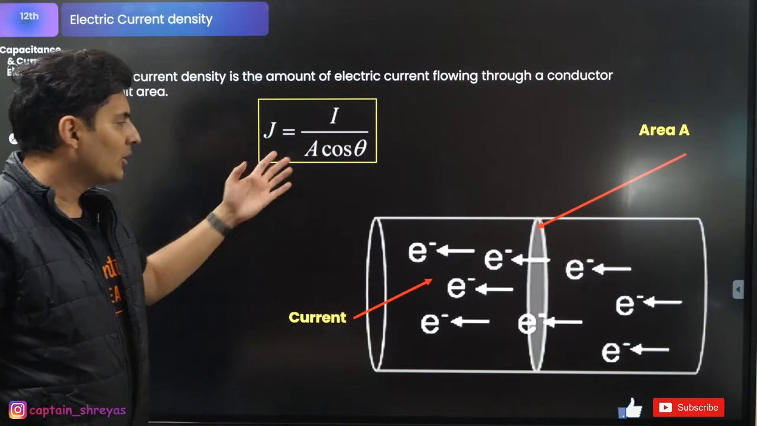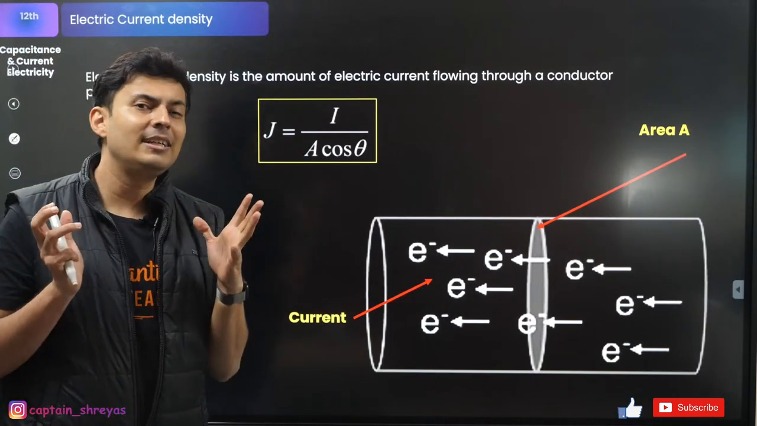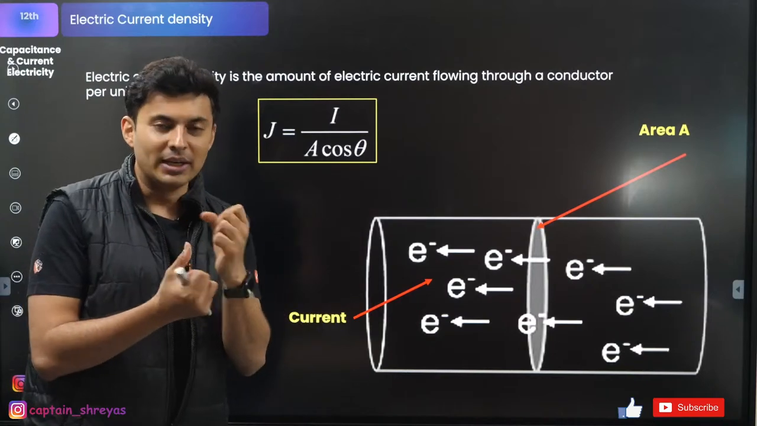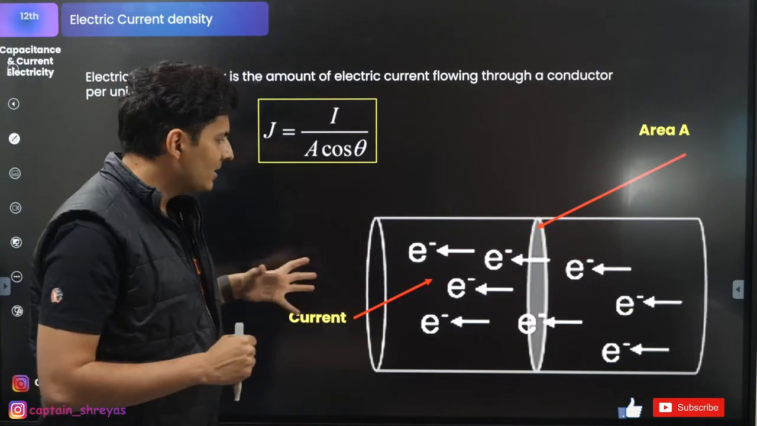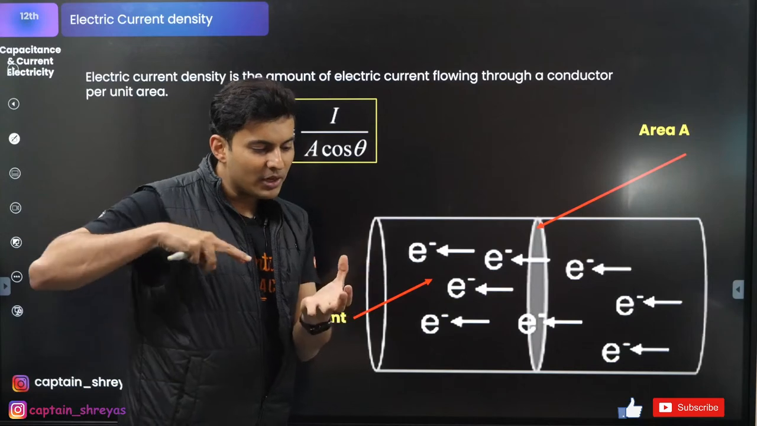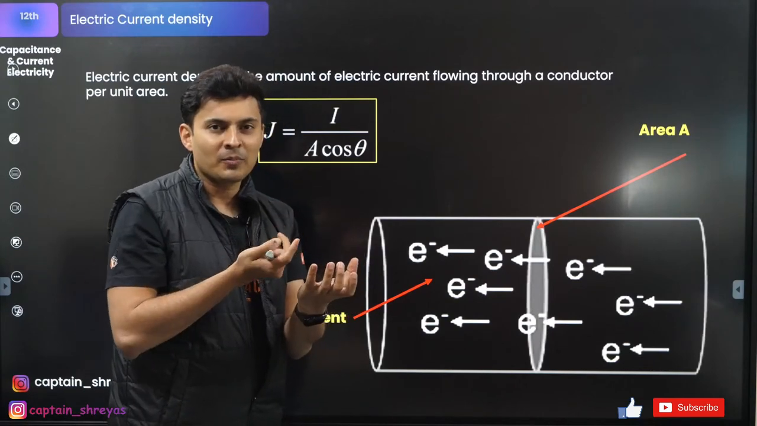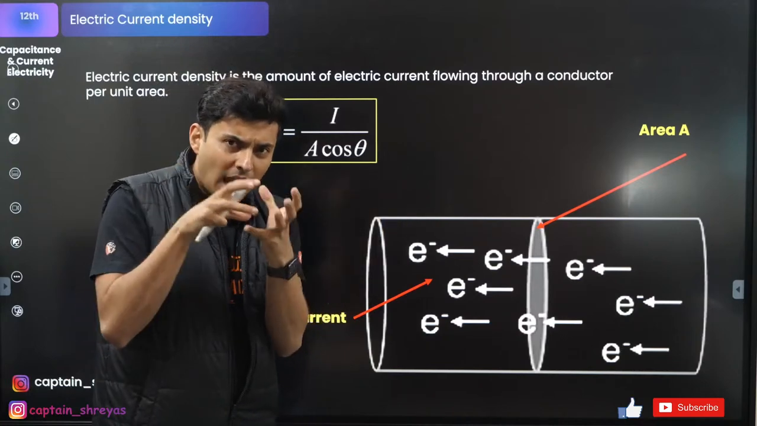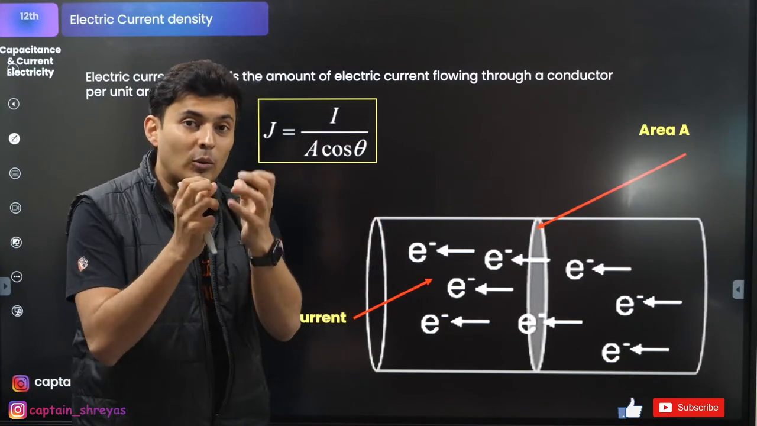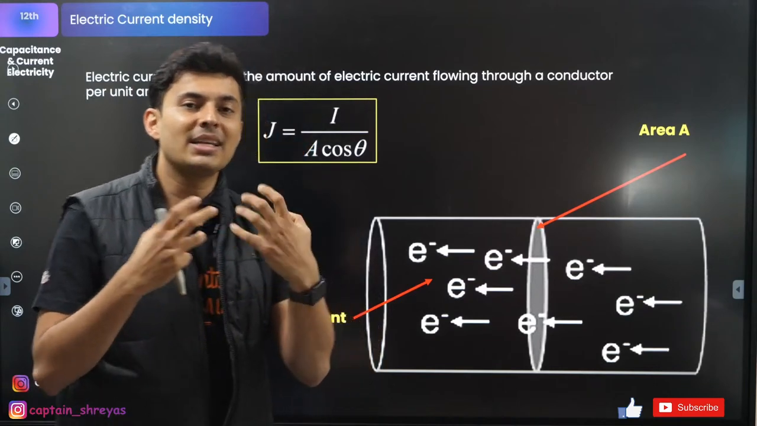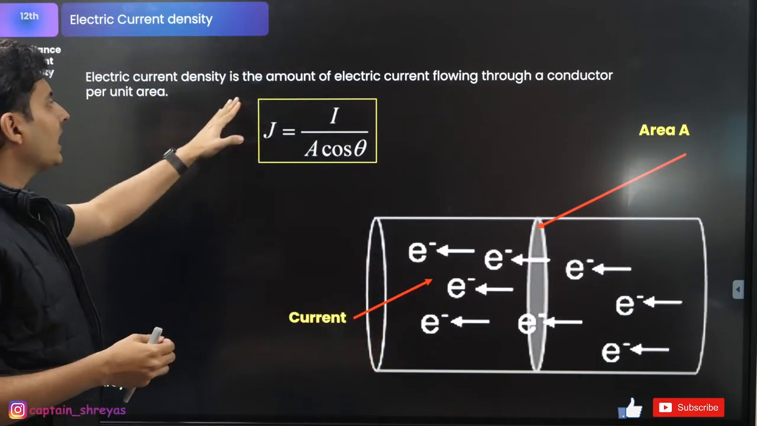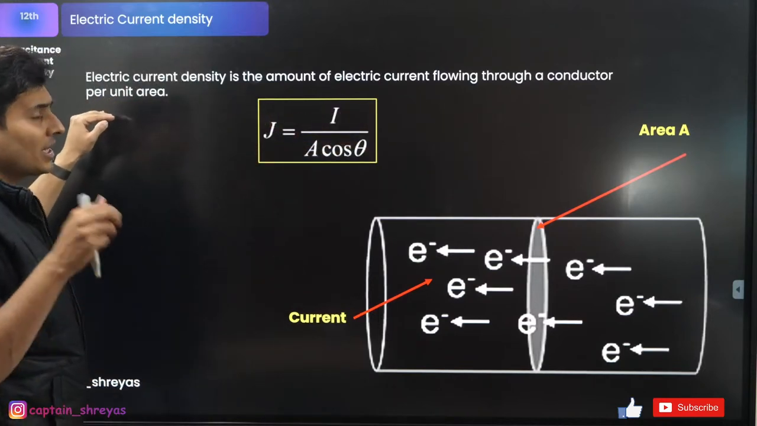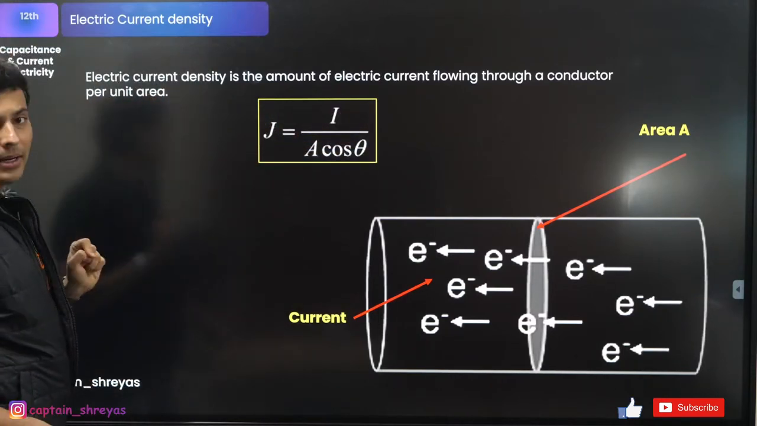But before that, we'll talk about something called current density. Density means how much is there per unit something. Density of current means how much current flows per unit area of the cross section. If the same current flows in a small wire, the crowding of the current is higher. So that is the meaning of density. The electrical current density is the amount of electric current flowing through a conductor per unit area.